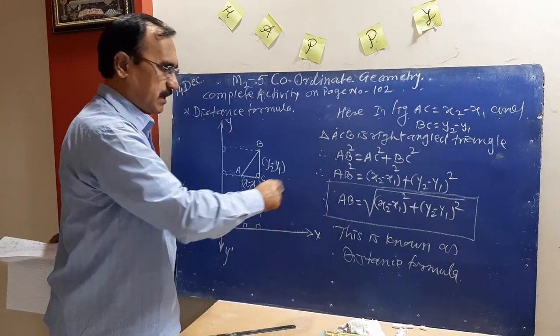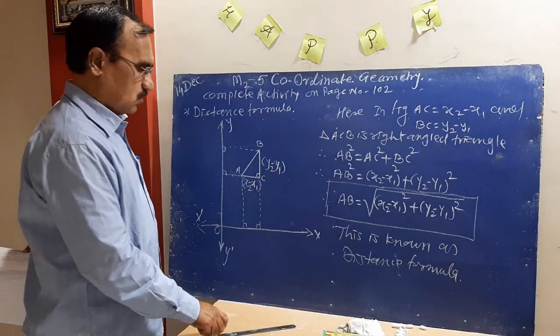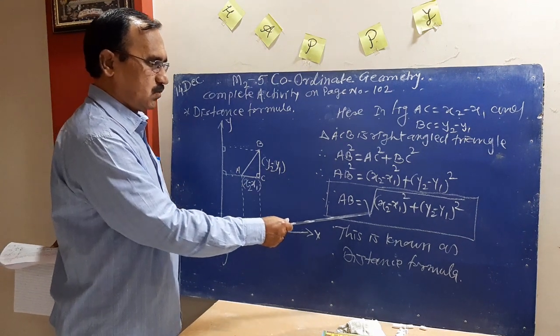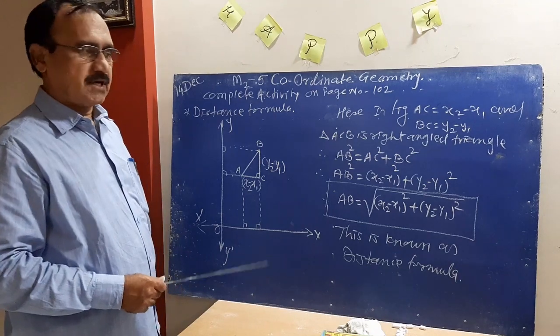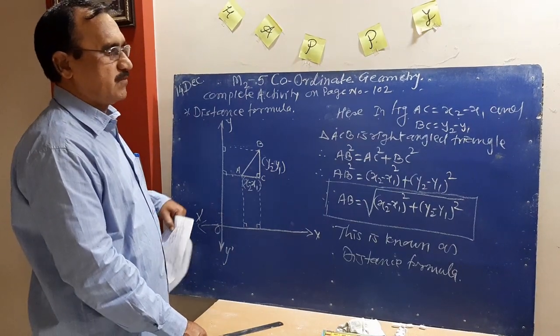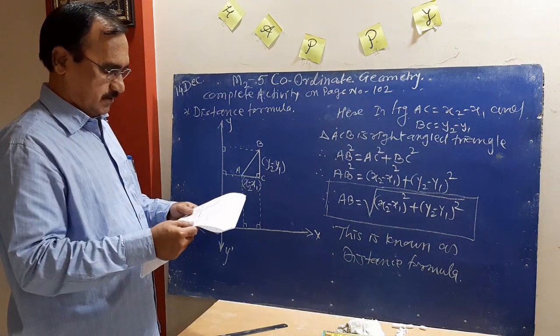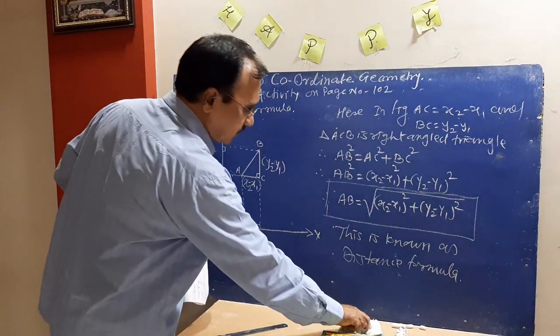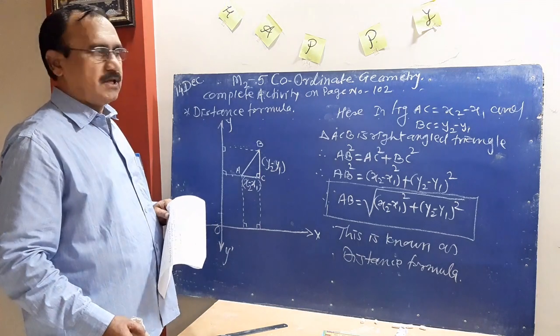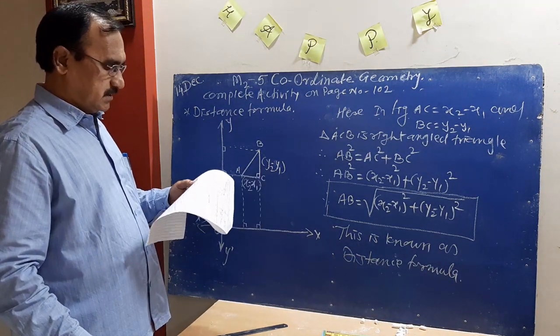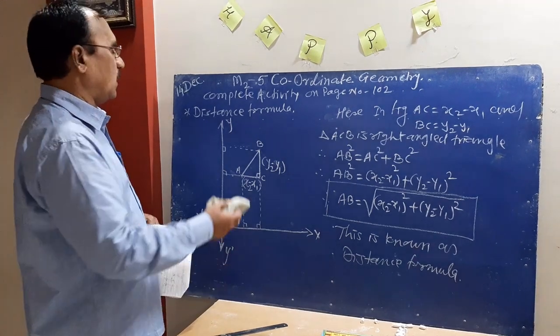This is the proof of the formula, but in the exam only the important part is needed: the distance formula AB is equal to under root (x2 minus x1) whole square plus (y2 minus y1) whole square. This is known as the distance formula. Okay, write down carefully, and on the basis of this formula we can easily solve practice set 5.1.